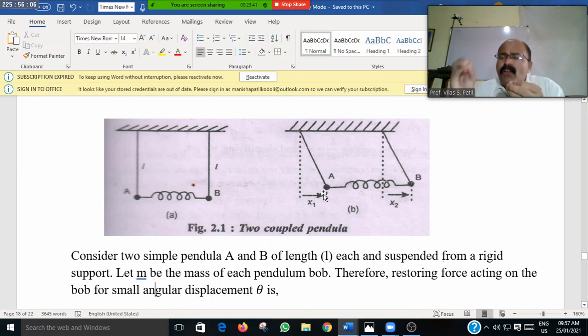Automatically, due to transfer of energy through spring, pendula B will be displaced from mean position by displacement x2. Here, we can apply the force to pendula A, and it will be displaced to distance or displacement x1. Automatically, the pendula B will be displaced to distance x2 due to transfer of energy through spring.